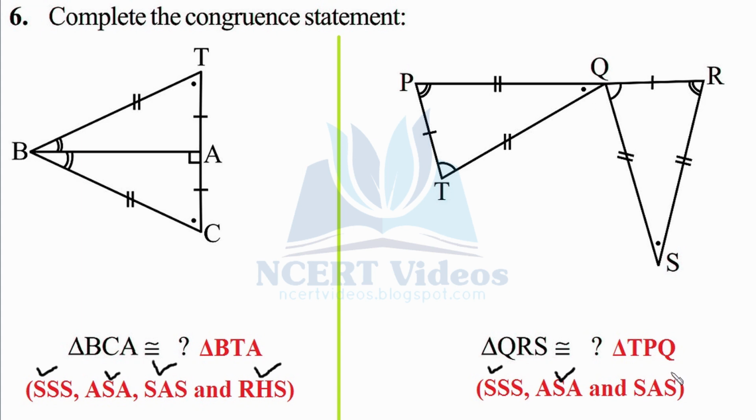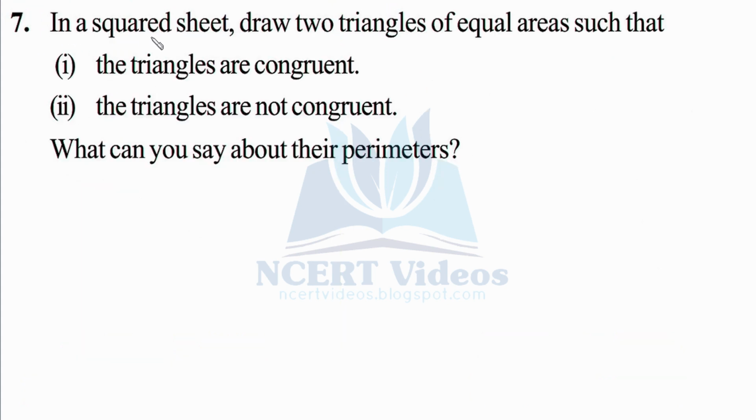Therefore, as we mentioned earlier, there are many ways to show congruency. You just pick whichever you see first or whichever you find with ease. So that is your question number 6. Question 7. In a squared sheet, draw two triangles of equal areas such that, first, the triangles are congruent. Second, the triangles are not congruent. What can you say about their perimeters?